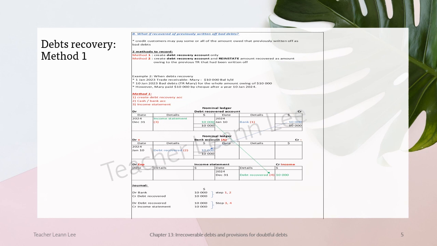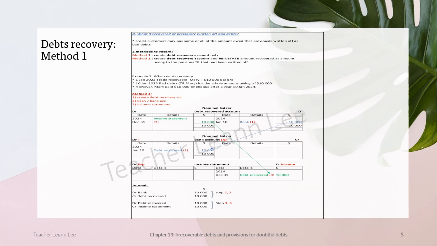Okay, now we explain method 1. Use the previous example and add on: Mary paid 10,000 by check after a year, on 10 January 2024, exactly 1 year. In this situation, the first step is to create the debt recovery account. Second step, I enter the money received into my cash book. I receive money, debit my cash book, credit my debt recovery.